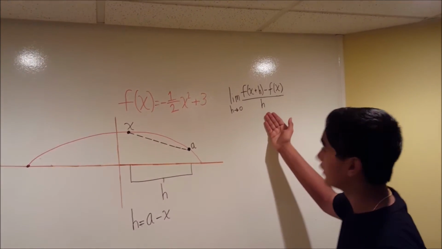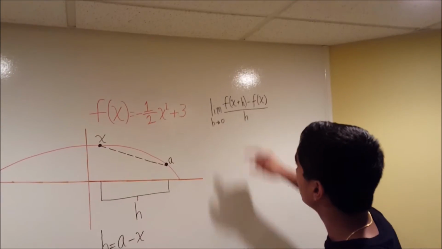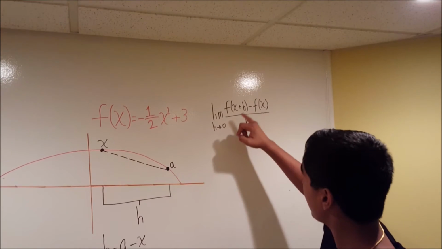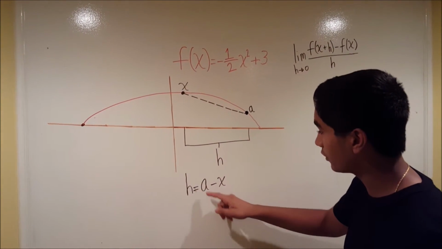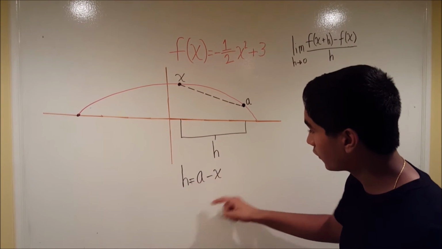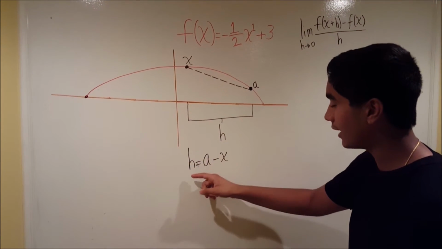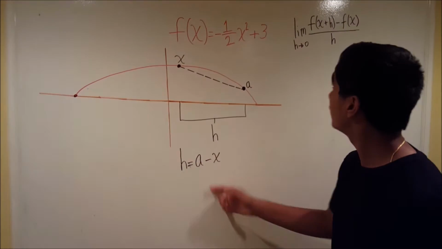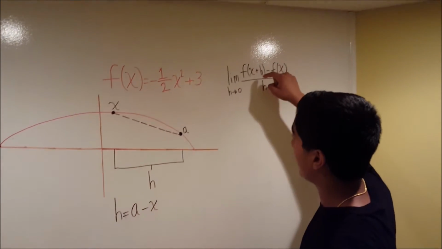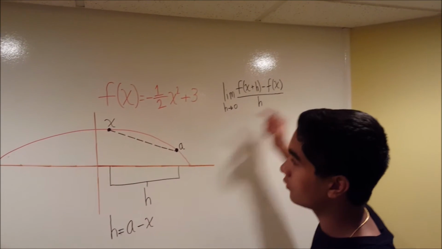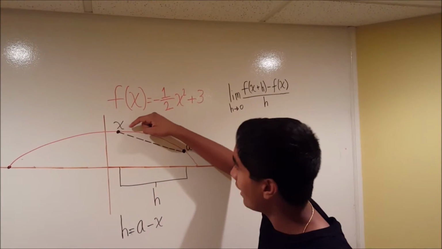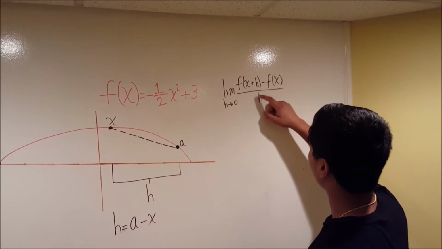Well, I've written down the definition of a derivative right here. So, f of x plus h. What is x plus h? Well, we've established here that h equals a minus x. So if we move over the x term, then x plus h equals a, right? So that means that this is just f of a. So the y value of a minus f of x, which is just obviously the y value of x. And then this is all over h.